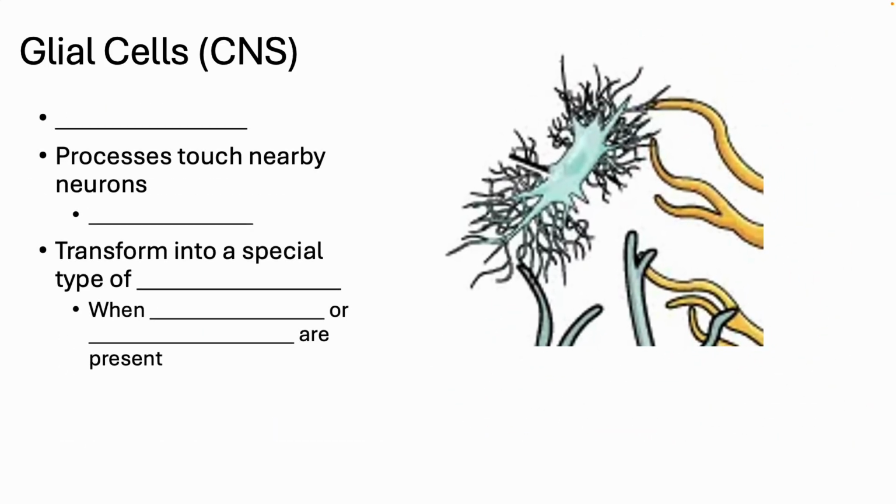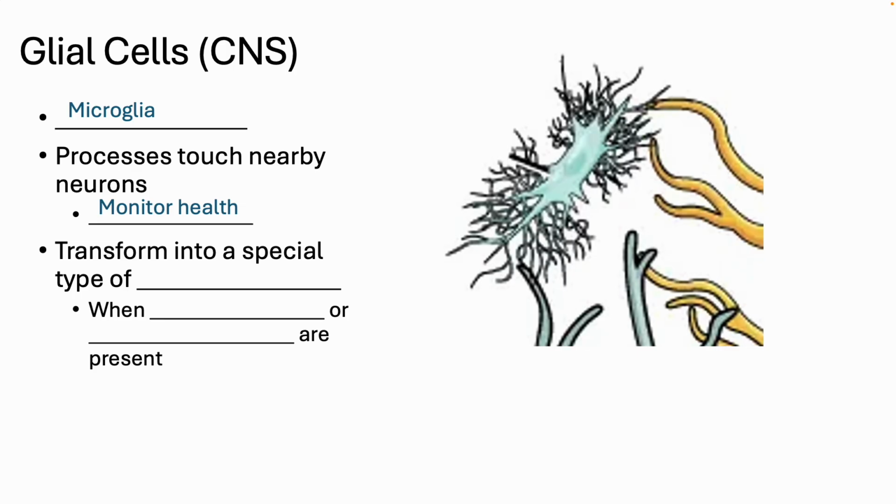Right, the next cell type is the glial cells. The next glial cell type is the microglia of the central nervous system. They have processes that touch nearby neurons, which help to monitor their health. These are very small, and their processes are thorny looking.